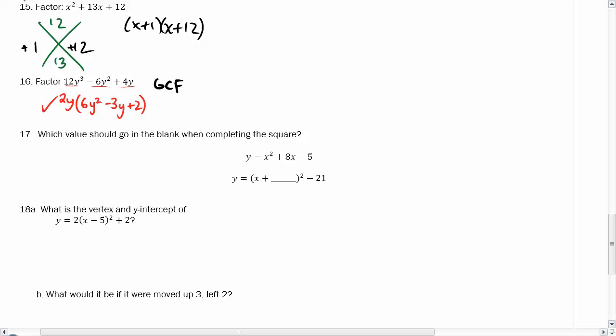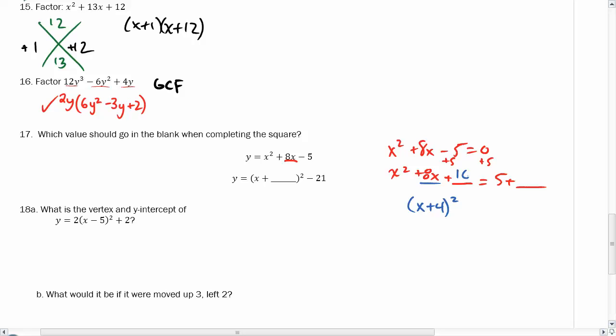Okay, what value should go in the blank when completing the square? Well, remember, when you complete the square, you take half of the middle number. So normally how we've seen it is something like this, x squared plus 8x minus 5 equals 0. And then normally what we would do is get rid of the number that's by itself, plus 5. So it's x squared plus 8x plus a blank equals 5 plus a blank. Okay, you take half of your middle number, which would be 4. So it'd be x plus 4 squared.